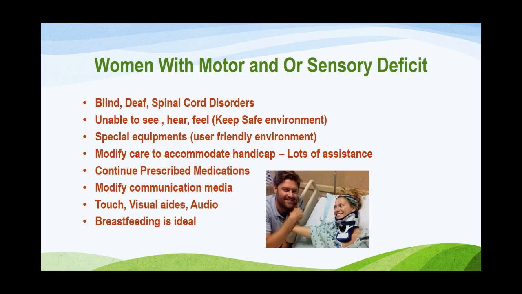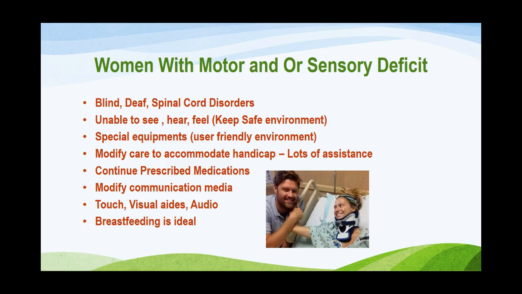If they can't see or they can't hear, you can imagine how terrifying going through the labor process or even the prenatal period can be to these individuals. We really have to do a good job at keeping them safe. And then we may need to use special equipment so that we can have a user-friendly environment for these people. We have to modify our care to accommodate their handicap because they need lots and lots of assistance.